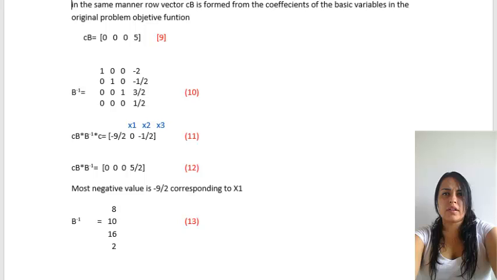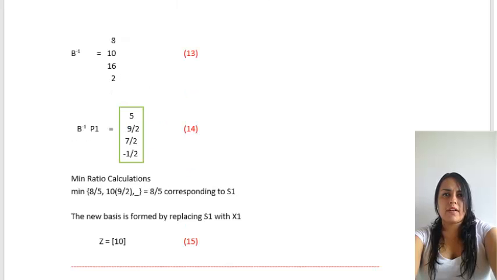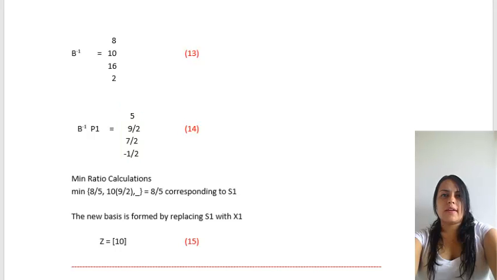I have to write the right-hand side b, multiplying B inverse times b. The values are calculated here, and because x1 is the entering variable in this case, again I'm going to calculate B inverse P1 and the values are here. Notice there is a negative value, so I'm not going to do the calculation for finding the ratio for this element.